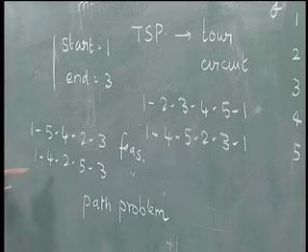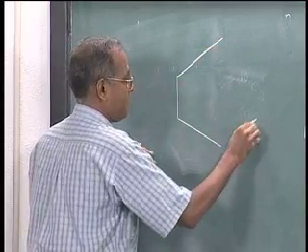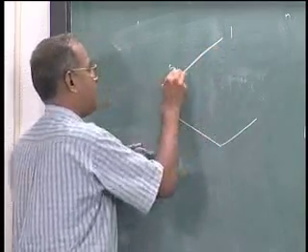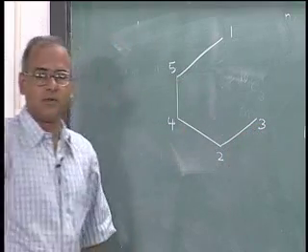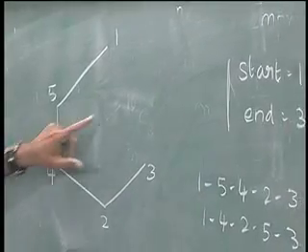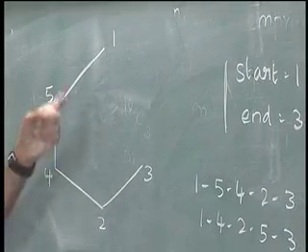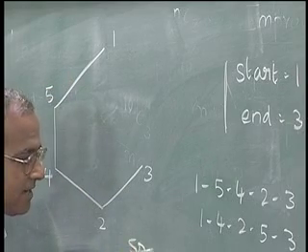Now if we try to plot this, if you go back and draw a graph associated with this, let us say 1, 5, 4, 2, 3. Now this is a path. Now one important observation is that any feasible solution to the path problem is a spanning tree.